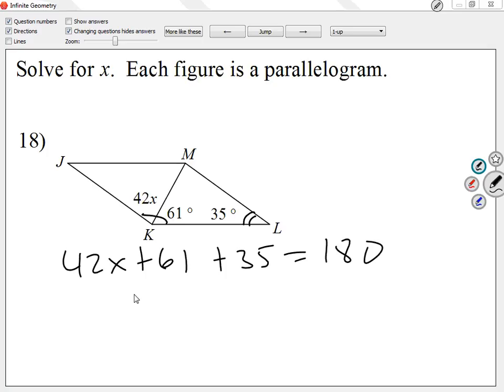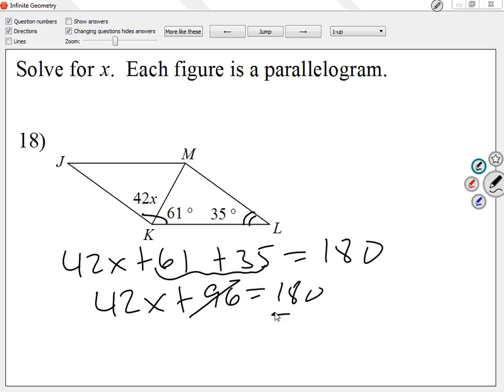So to simplify the left, I'm going to say 42x plus 96 is equal to 180. Right, 61 plus 35 is 96. Let me bring it to the right. That's a minus 96. 42x is equal to, what's that, 84? So 42x equals 84, what's x? X equals 2.